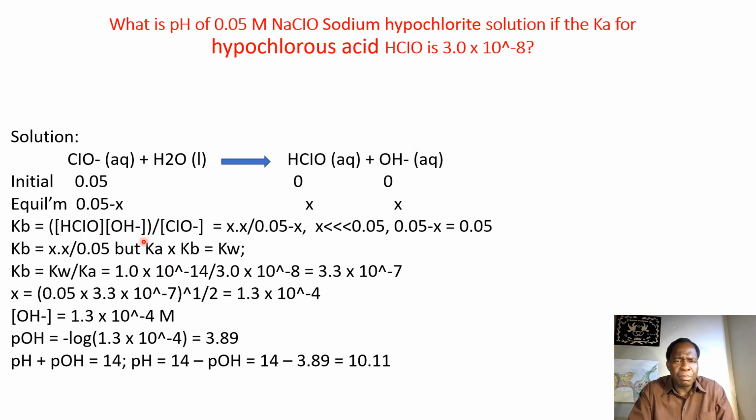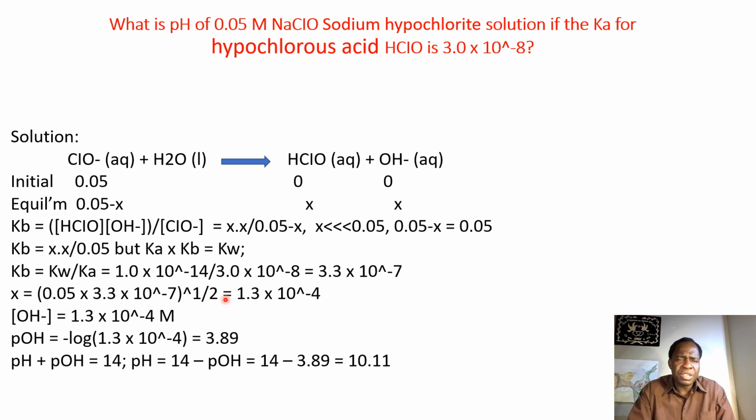on the top of the bar here, multiplied, X times X, divided by 0.05 minus X. Now X is very small. The dissociation is very small. The mole dissociated is very, very small. So 0.05 minus X is equal to 0.05 because X is negligible.